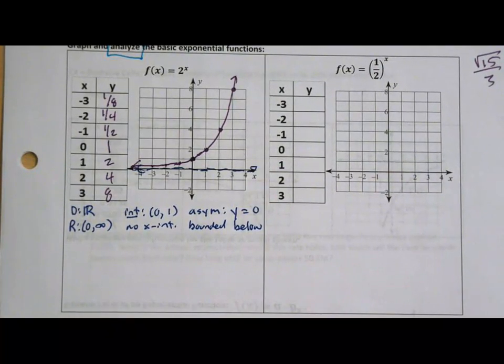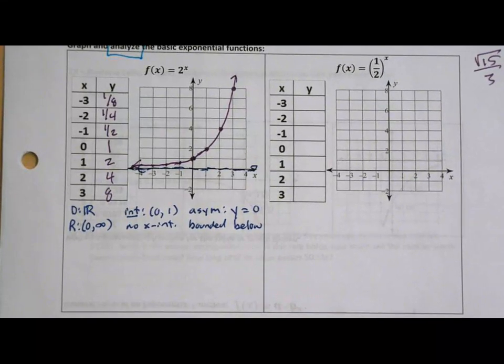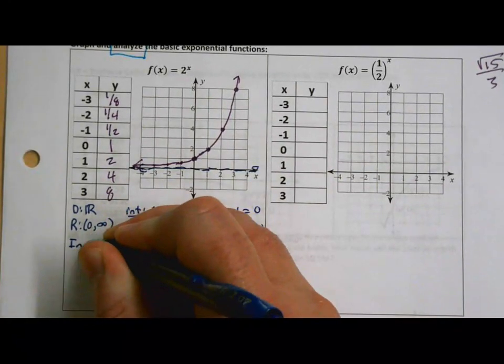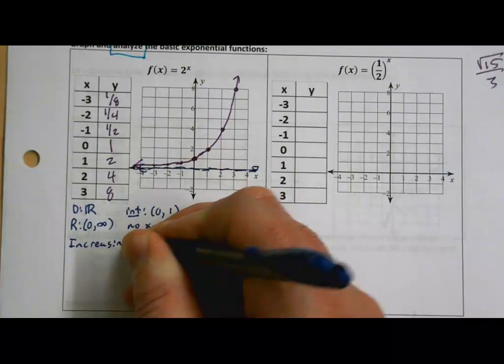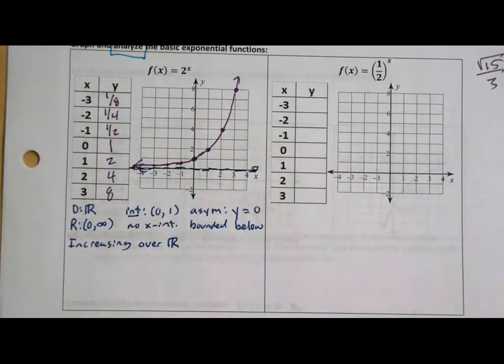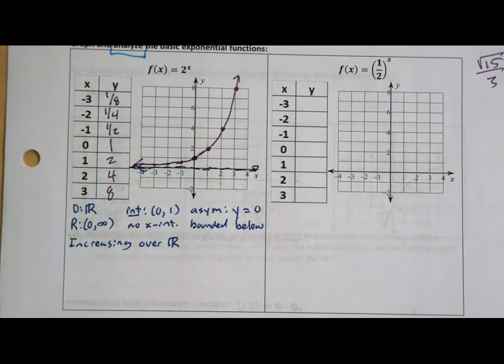I heard increasing, decreasing. This is, I think it's always increasing, isn't it? It seems to flatten out, but as we move to the right, it's always going to be increasing. So I would write this as increasing over all real numbers, which means it's never decreasing. Someone said continuous a minute ago. Is this continuous? Yes, indeed.